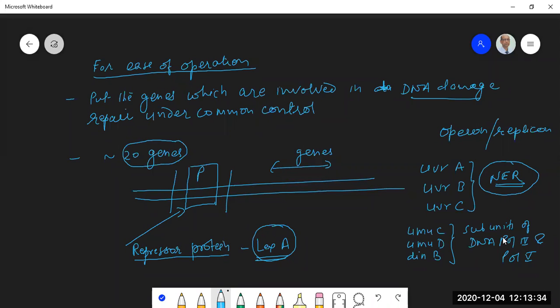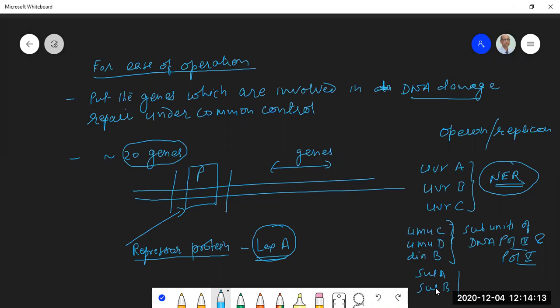Then the organism carries out a risk-benefit analysis. The risk is that when DNA is synthesized by Pol IV and Pol V, there is a higher chance of errors leading to mutation. But the benefit is that if replication cannot take place, the cell is going to die. So it is better to go for replication with errors using these enzymes. These are also DNA damage repair genes. In addition to this, you have SulA and SulB.